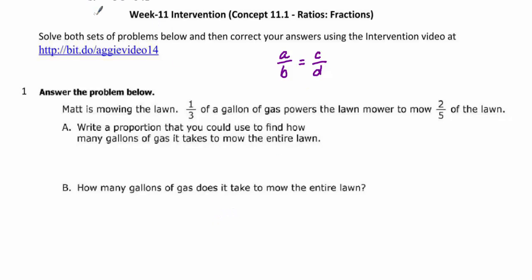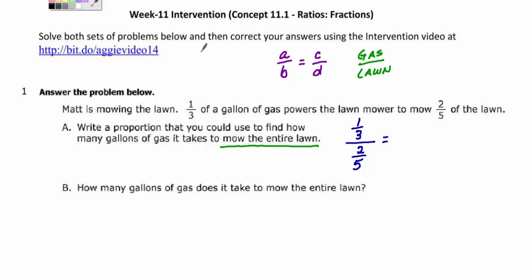On the problem we're doing now, we are trying to figure out how much gas it takes to mow an entire lawn if we know that 1/3 of a gallon of gas will mow 2/5 of a lawn. So we know that the ratios we're working with are gas to lawn. The ratio we're given to start with, and this threw off some people when they first saw it because it's a fraction made up of fractions, 1/3 to 2/5.